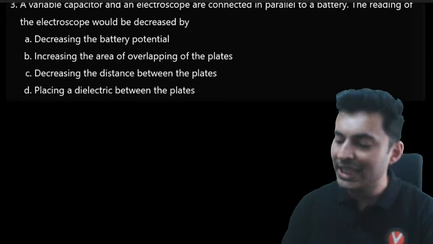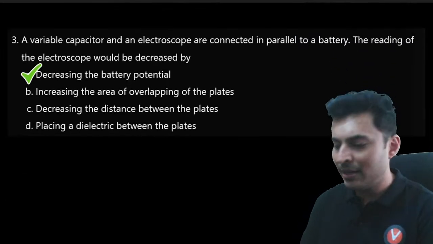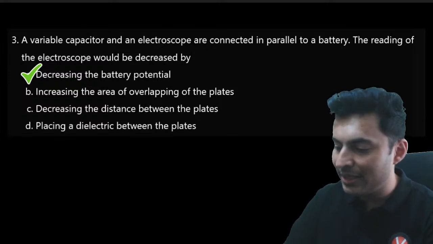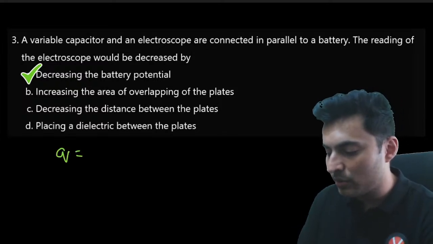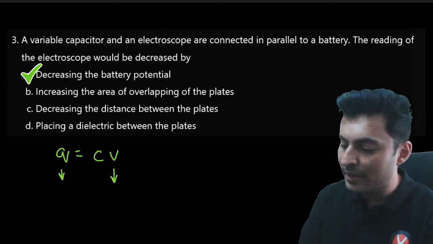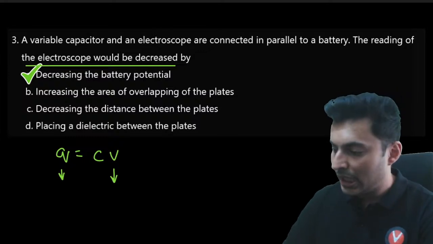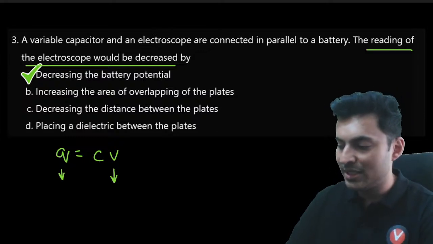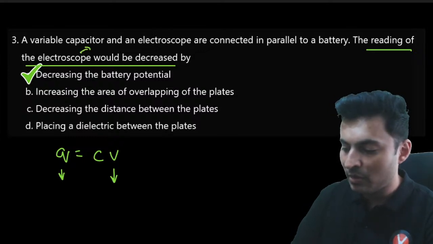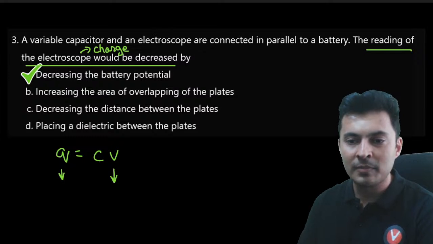When you decrease the battery potential, the charges will decrease. Remember, Q is equal to CV. So, when you decrease the voltage, charge will decrease. So, the reading of the electroscope will also be decreased, because an electroscope measures the amount of charge. Electroscope measures the charge on anything. I hope this is clear.